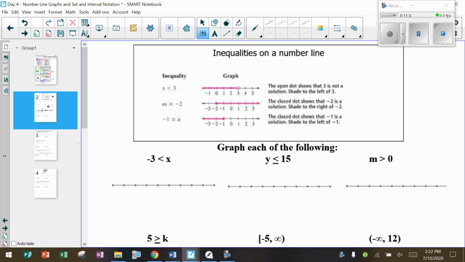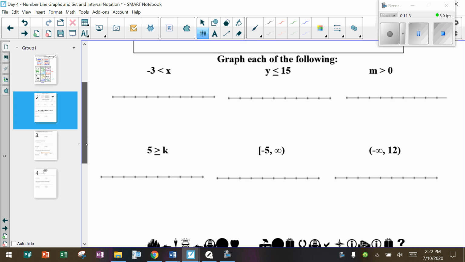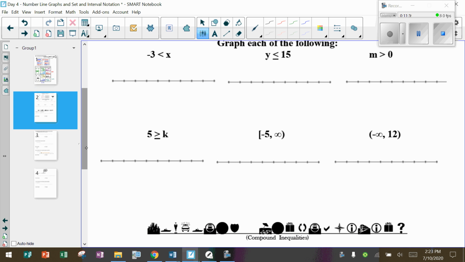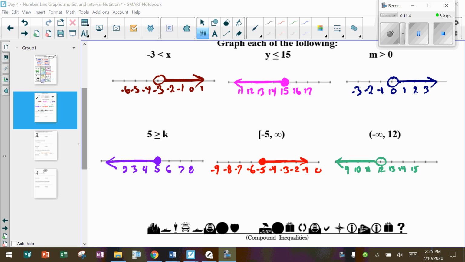So let's take a few minutes, pause this, graph each of these 6 problems, and then hit play, and let's make sure that our answers match. So go ahead and pause it. All right, so bam, answers.